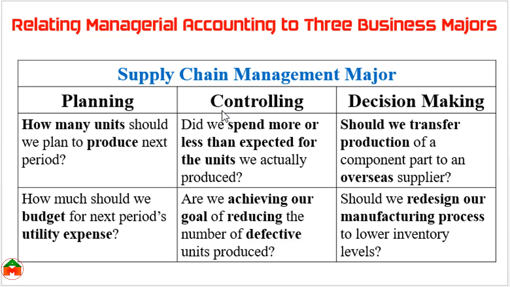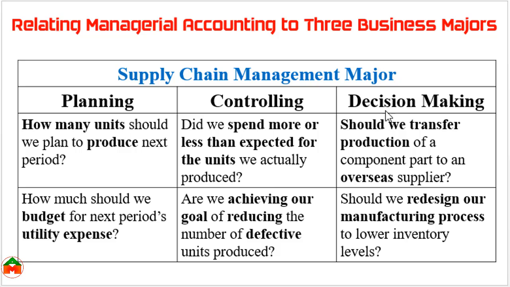In the case of controlling, as a supply chain manager, you can take a decision on: did we spend more or less than expected for the units we actually produced? That means one kind of controlling as a supply chain manager. Are we achieving our goal of reducing the number of defective units produced?